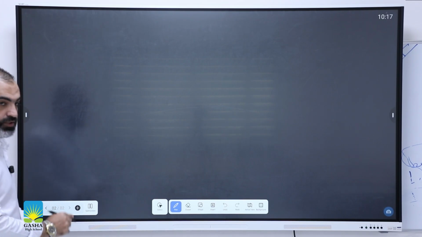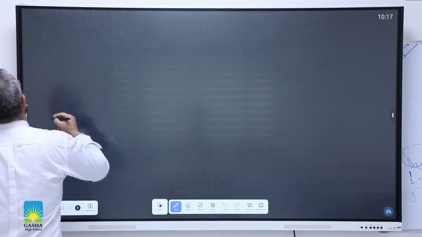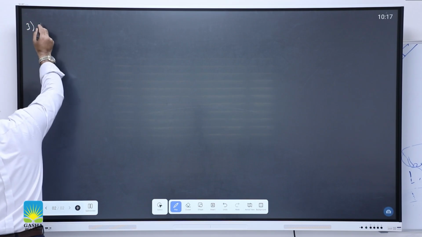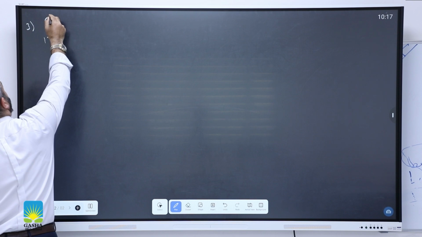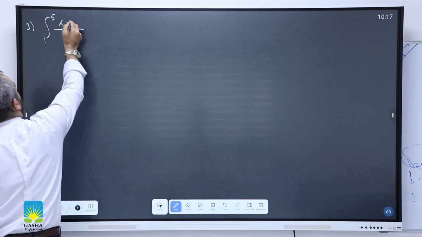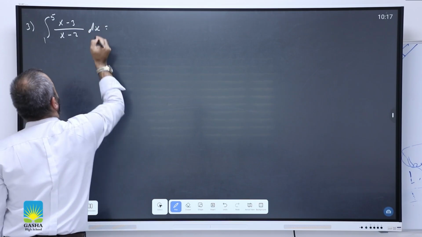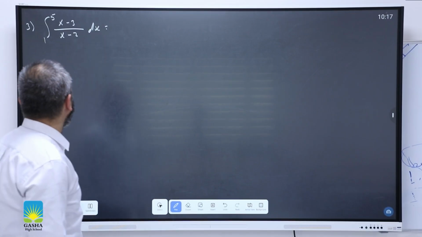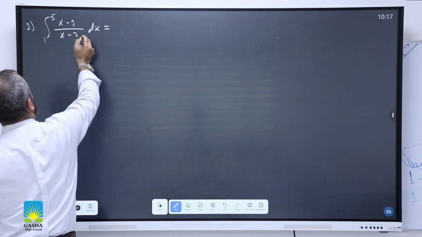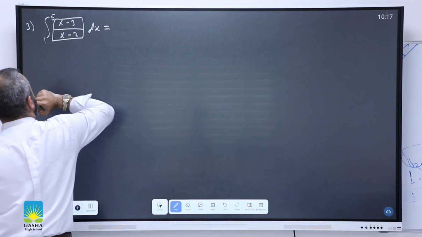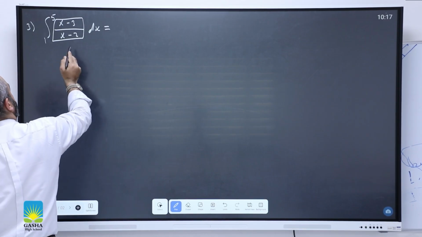What is the next page? And we continue with another example, number 3: the integral from 1 to 5 of (x minus 3) over (x minus 2) dx. What about this integral? This function is a fraction, so we must watch out for a discontinuous point.